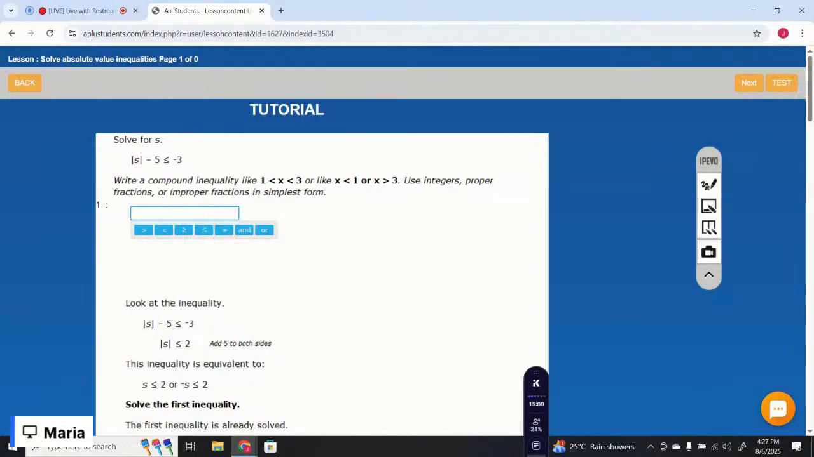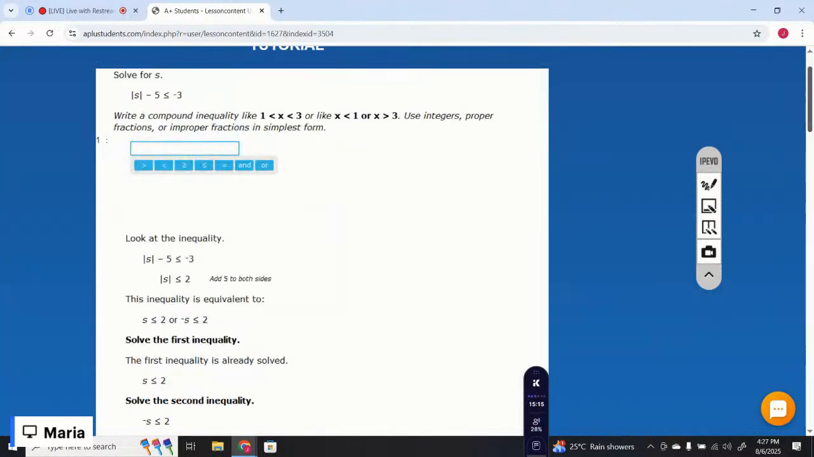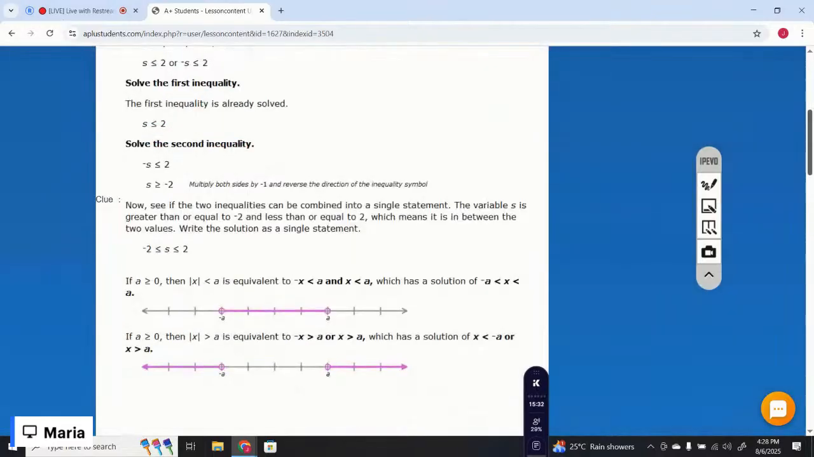Solve for s. Absolute value of s minus 5 is less than or equal to negative 3. So absolute value of s is less than or equal to 2. That means we have two solutions. s is less than or equal to 2 and s is less than or equal to negative 2. So that means the value of s is between 2 and negative 2.